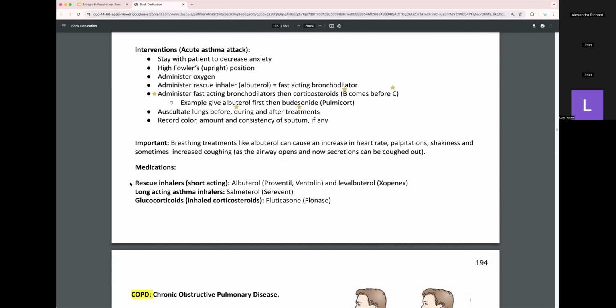Okay, so your rescue inhalers, these are your bronchodilators. Your rescue inhaler and your long-acting asthma inhaler are both bronchodilators. But your rescue inhalers are what we call short-acting. So you use these during asthma attacks, your albuterol and levalbuterol. Your long-acting ones are what we call long-acting bronchodilators. You use them as maintenance. All right, so you have to know that for NCLEX.